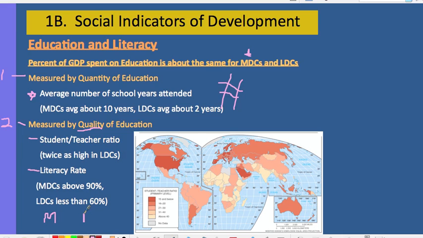Often in LDCs, there's a higher male literacy rate than female, which means that more men are going to school and girls are not able to go to school. So you see fewer girls going to school. So when you see this inequality between males and females, that also would be an indicator of an LDC.